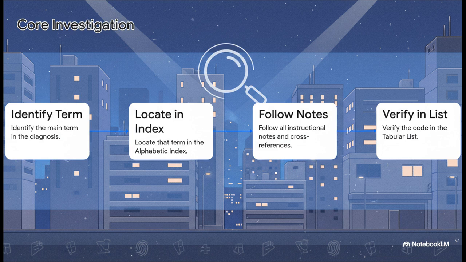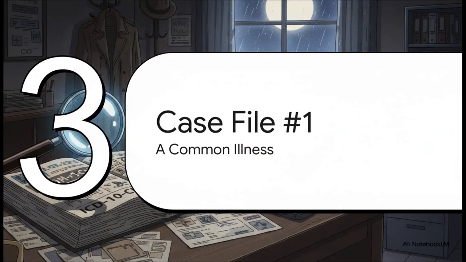First, you identify your main suspect, the main term in the diagnosis. Second, you hunt it down in the alphabetic index. Third, you follow all the notes and cross-references. Think of these as your secondary clues. And finally, the most critical step of all, you verify everything in the tabular list. I'm going to say it a lot. Always verify. All right, enough theory. Let's get our hands dirty and put these new detective skills to the test.